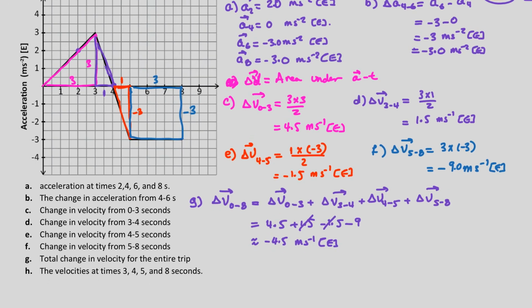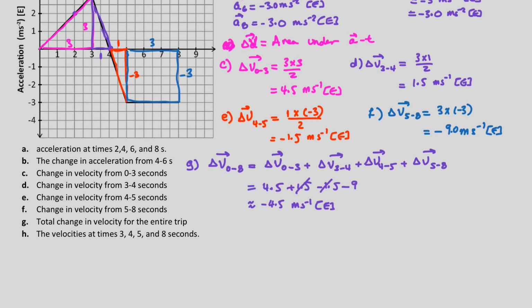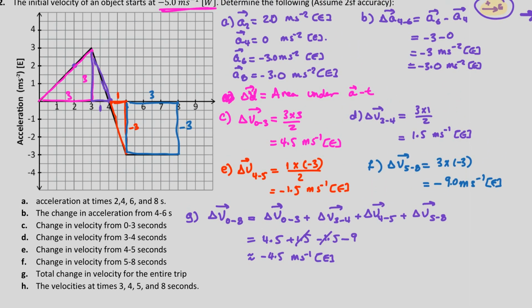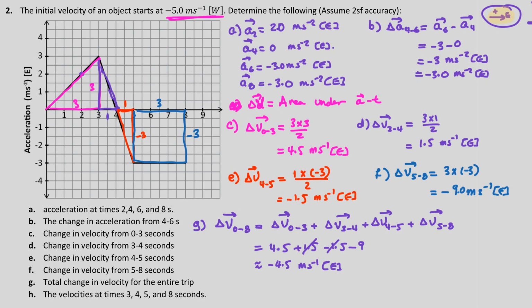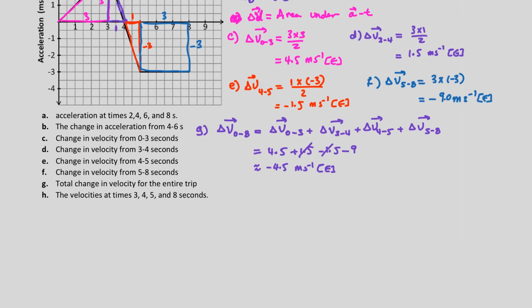Okay, I'm going to scroll up a little bit. And finally, we want the velocities at time 3, 4, 5, and 8. We were given the initial velocity as -5 meters per second in the west direction. Way to confuse us, Mr. S. So -5 meters west, that's not a good way to write anything. So velocity at time 0, the exact velocity, note that I'm not putting the change in velocity, is given to us as -5 meters per second in the west direction. So this is the same as 5 meters per second in the east direction. That's the velocity right at the beginning, or time 0.